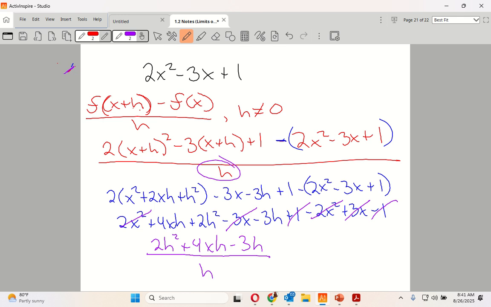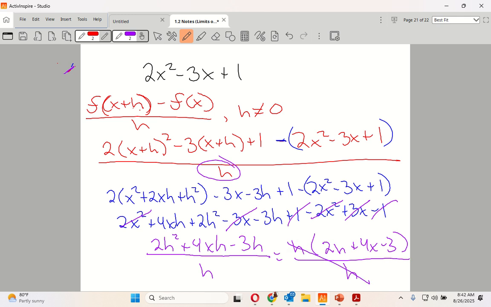Now, look right here. In the numerator, is there a common factor? H. And that's where this comes into play. H should be the common factor all the time in the numerator. You'll probably have more, but the only thing you want to take out is the h, and you'll see why. So if I take out the h, I'm left with 2h plus 4x minus 3, all over h. Very good. H is canceled.